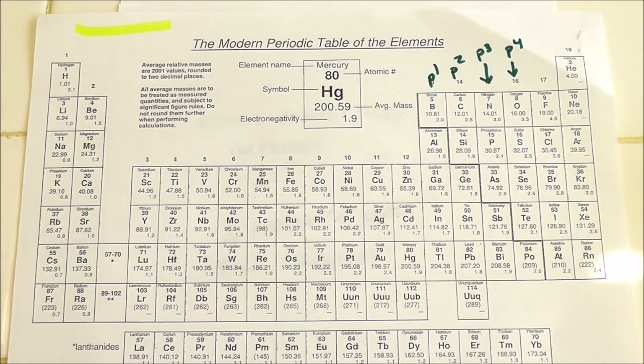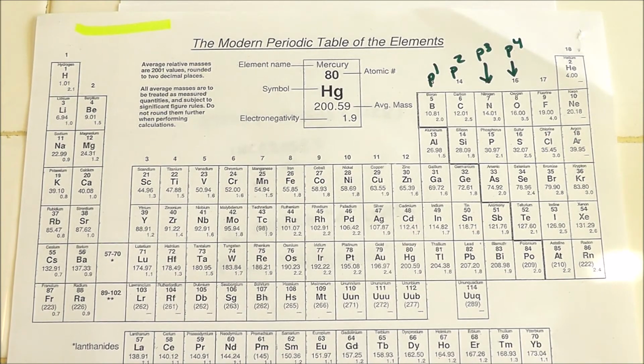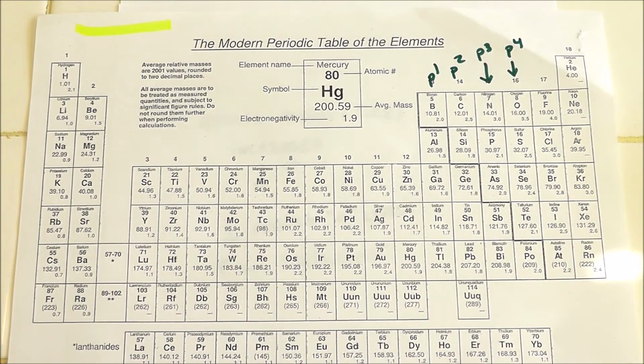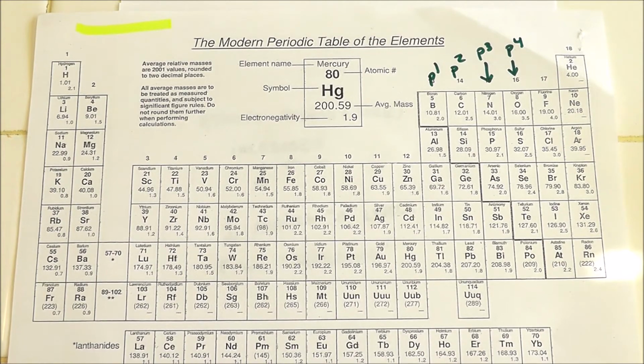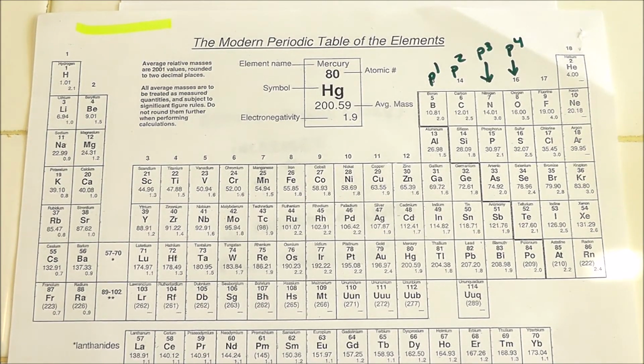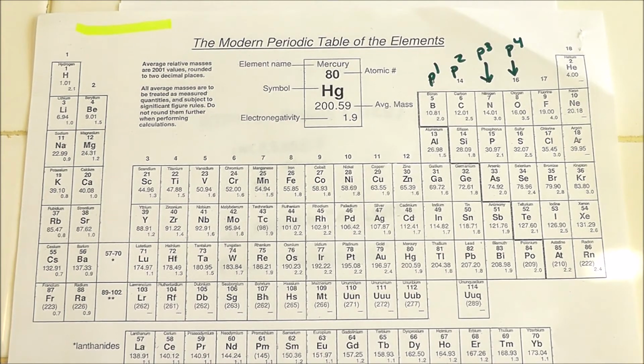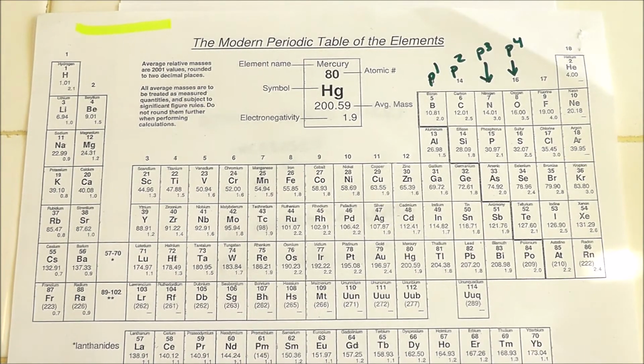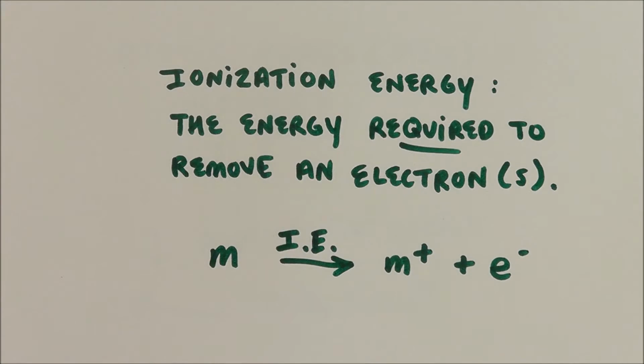Anyhow, why do we care? We're going to introduce two terms, ionization energy and electron affinity, or ionization energy and electronegativity, which we will use to determine how things are apt to react. Okay, ionization energy is the energy required to remove an electron.